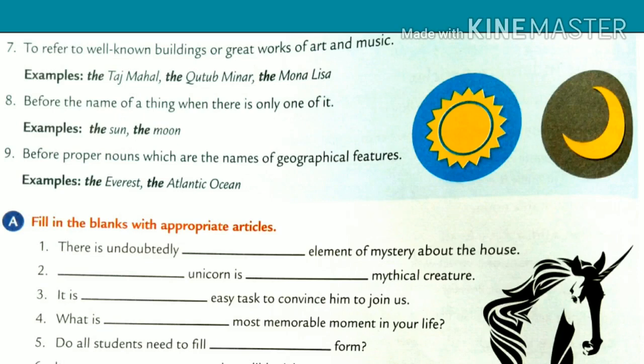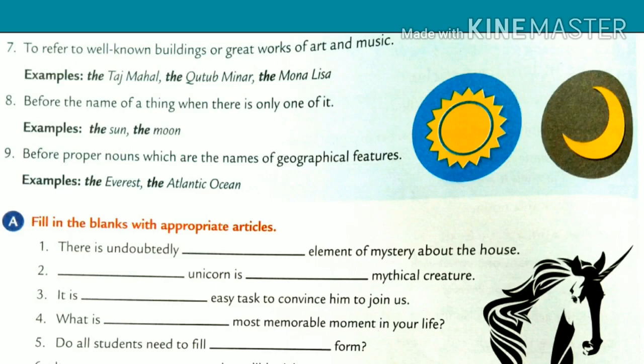Eighth one, before the name of a thing when there is only one of it. If we have only one in this universe, we have to use the before that word. Example, the sun, the moon. We have only one sun in this universe and also only one moon in this universe. So we use the before it.